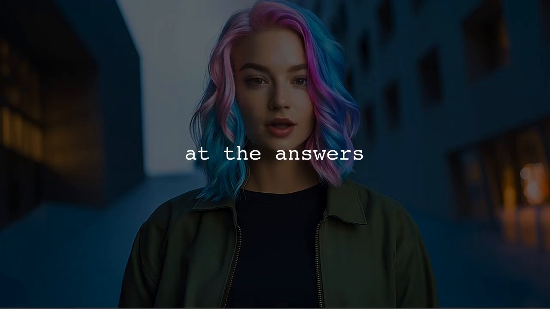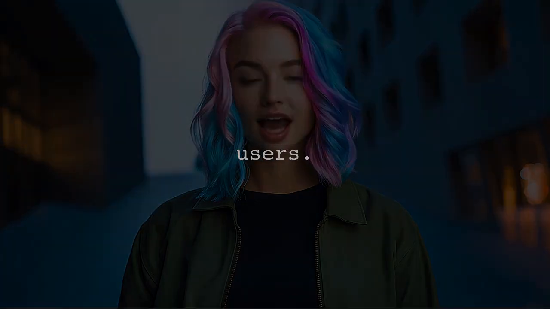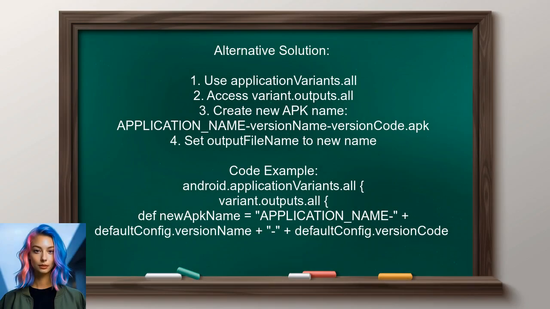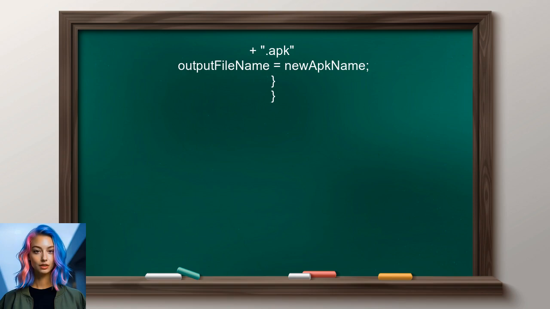Now let's look at the answers provided by other users. An alternative solution provided by another user suggests a different approach for renaming the APK file. They recommend using the application variants.all method and accessing variant.outputs.all. In their code, they create a new APK name by combining the application name and version code, and then set the output file name to this new name.